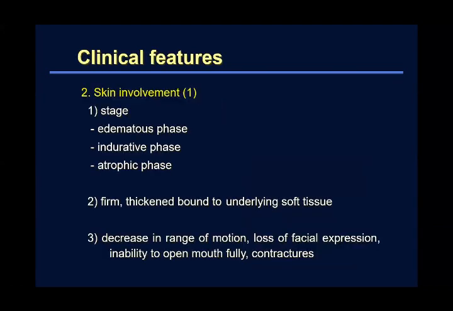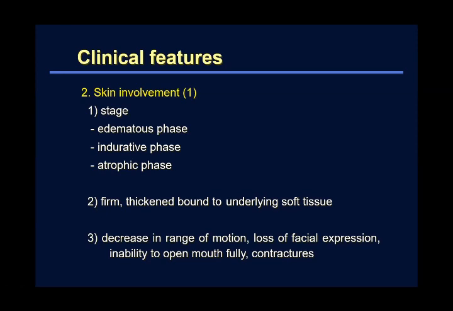So clinical manifestations, clinical features: usually these are patients who present with skin involvement. Stage 1, they may have an edematous phase, indurative phase, and atrophic phase. So this is skin inflammation leading to thickening and fibrosis. There is a firm, thickened skin which is bound to the soft tissues and decreased range of motion with loss of expression. The patient's face becomes waxy with no expression, and it is a thick, tight skin because of edema and thickening of the skin.